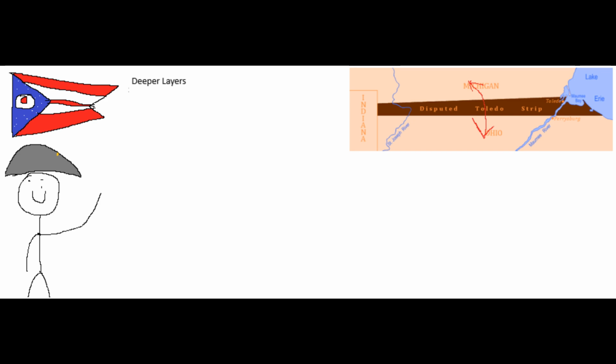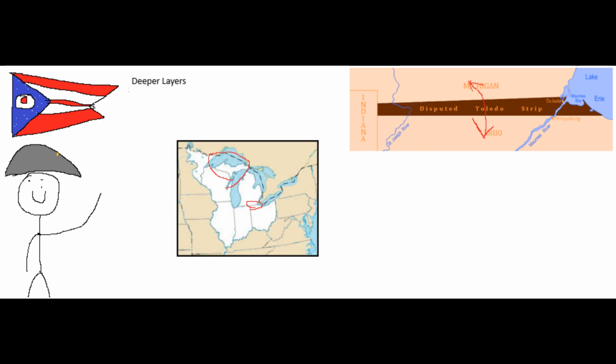The Deep Waters. The Toledo War. I already made a video about this topic, but to sum it up, the Toledo War, also known as the Michigan-Ohio War, was a boundary dispute between Ohio and Michigan territory over the Toledo Strip, eventually seeing Ohio win, gaining Toledo, while Michigan also won, gaining the Upper Peninsula.